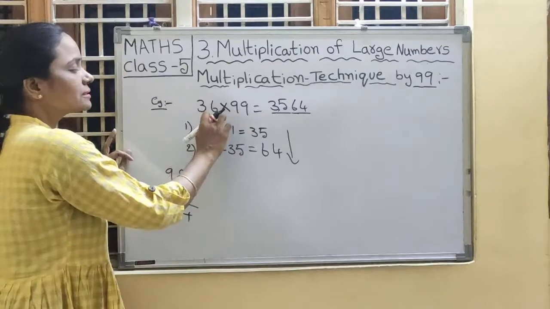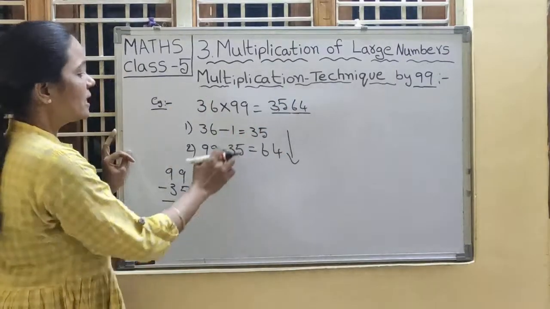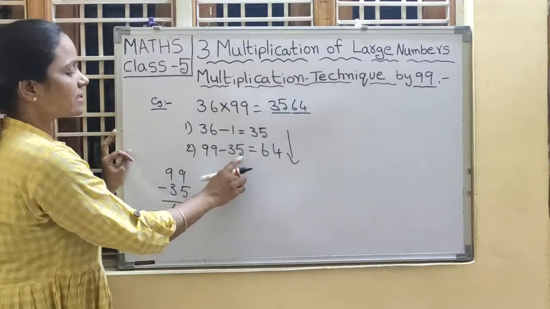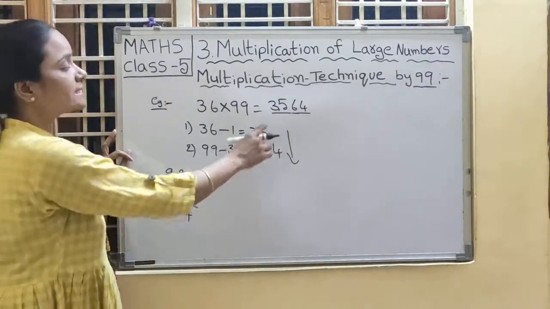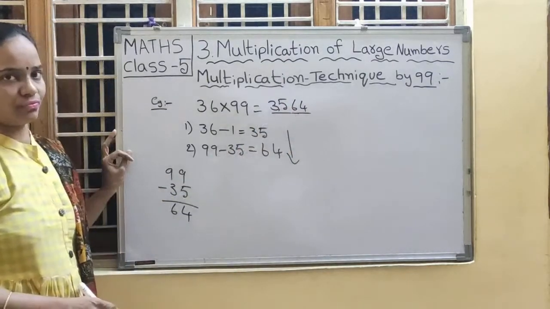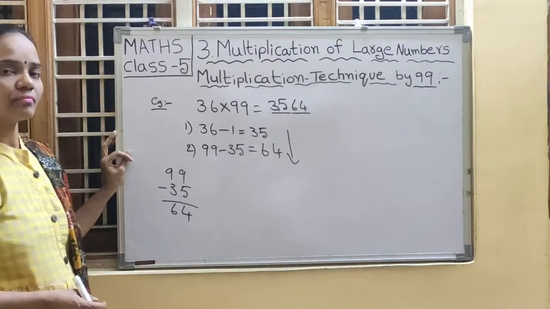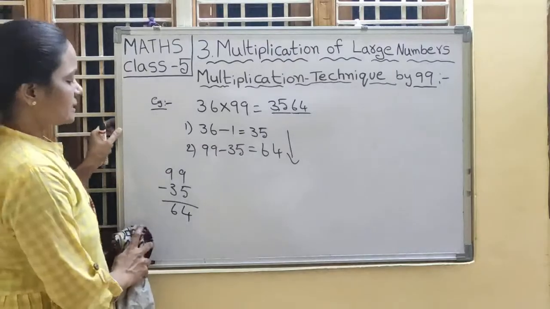So first, what do we have to do? Subtract 1 from the second number. So 36 minus 1 is 35. Right? Next, this answer should be subtracted from 99. 99 minus 35 is 64. So write down the two numbers. It is 3564. Have you understood, children? Note it down. Yeah, second example.